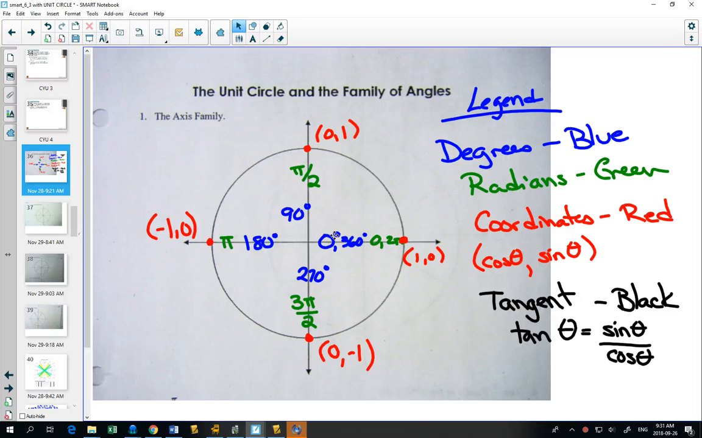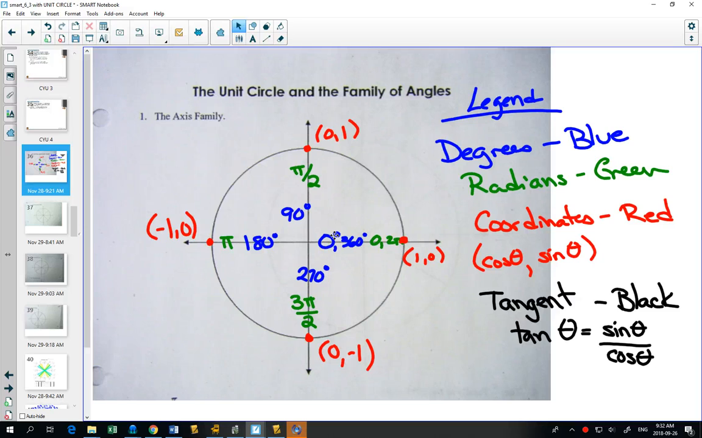Santhia, pick someone to do cos of pi. So on our unit circle, the coordinates are cos comma sine. So if we can find pi radians on our unit circle and then look at the coordinate, the x coordinate will be cos of pi. Negative 1. Good. If I did sine of 270 degrees, what would I get?